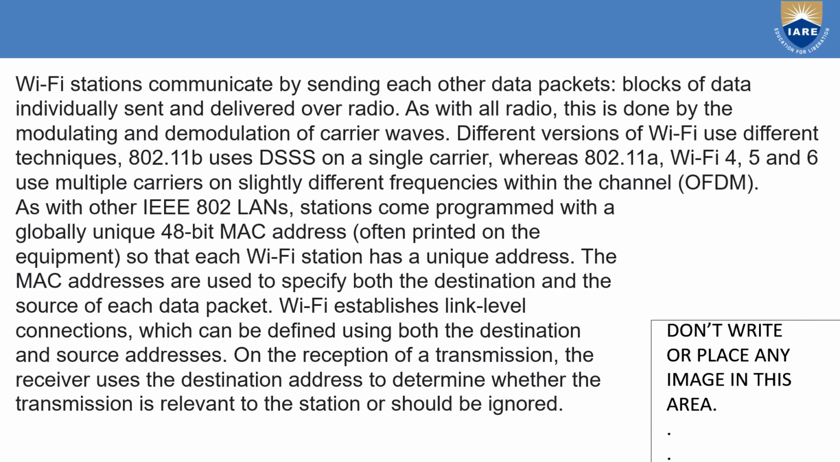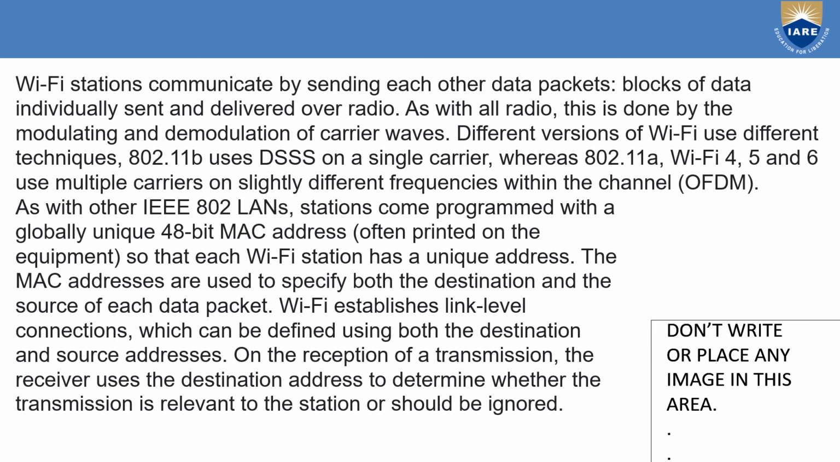Wi-Fi stations communicate by sending each other data packets, blocks of data individually sent and delivered over radio. As with all radio, this is done by the modulating and demodulation of carrier waves. Different versions of Wi-Fi use different techniques. 802.11b uses DSSS on a single carrier, whereas 802.11a and Wi-Fi 4, 5 and 6 use multiple carriers on slightly different frequencies within the channel.